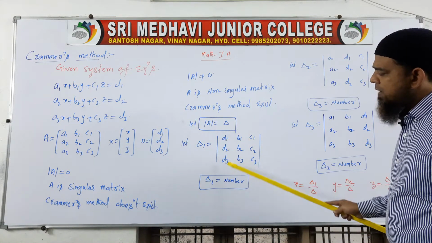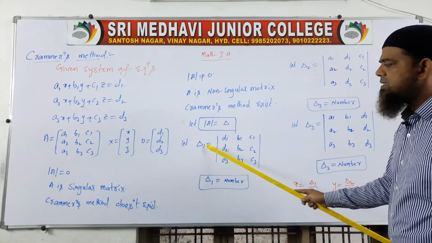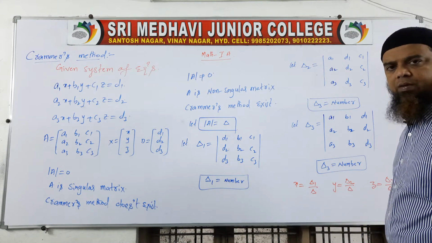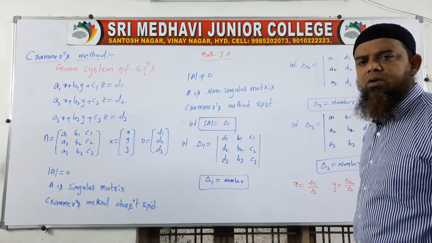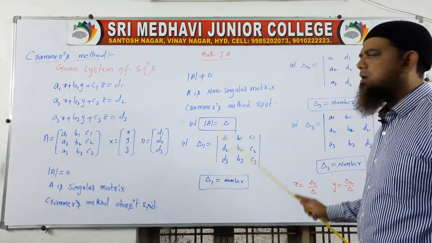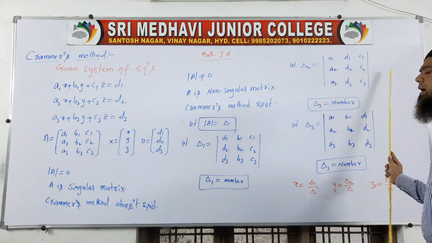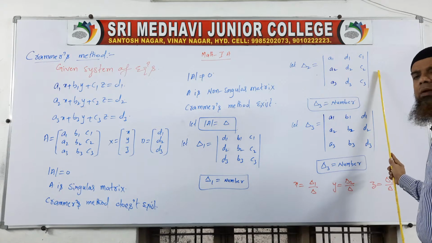This is column 1. So that's why it is delta 1. Find out the determinant. You are getting some number, take it as delta 1. Now let delta 2 be equal to, again you take the determinant.